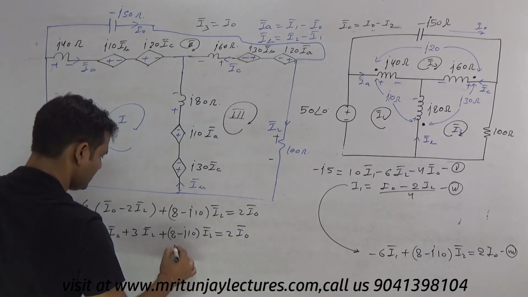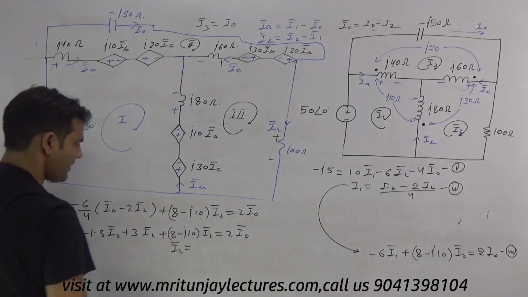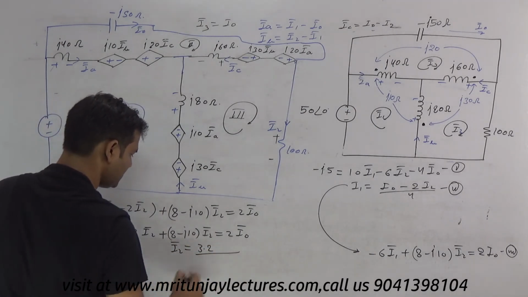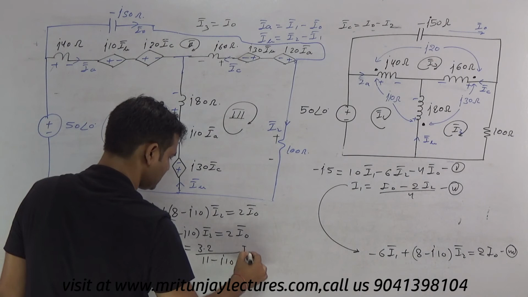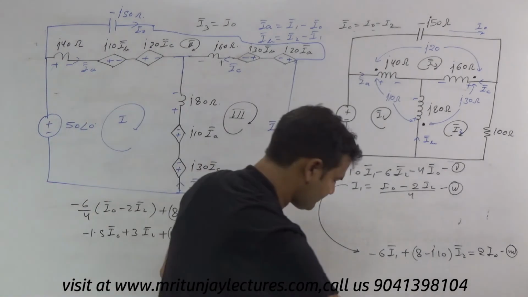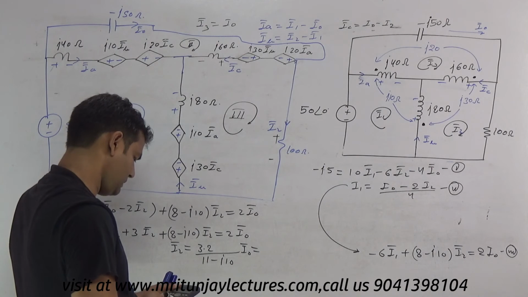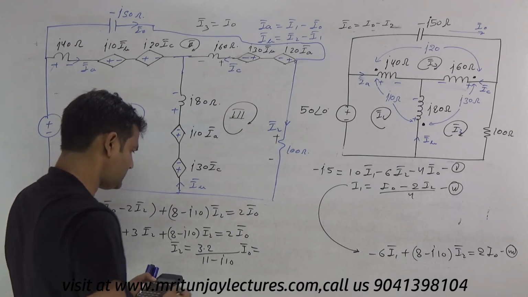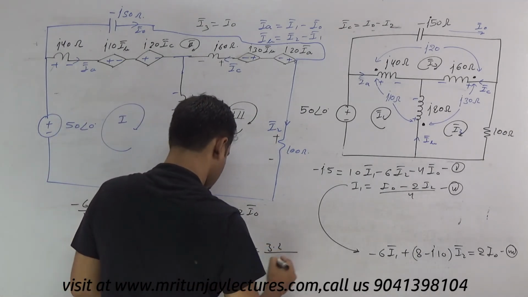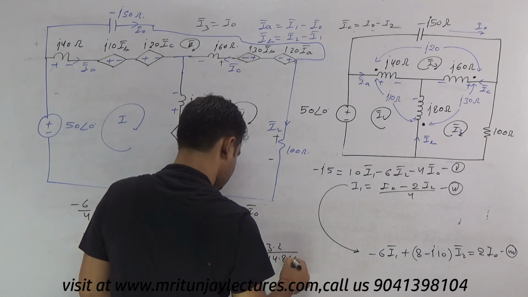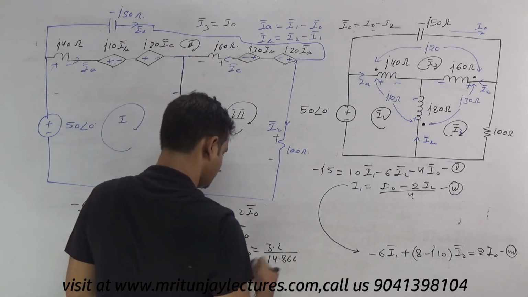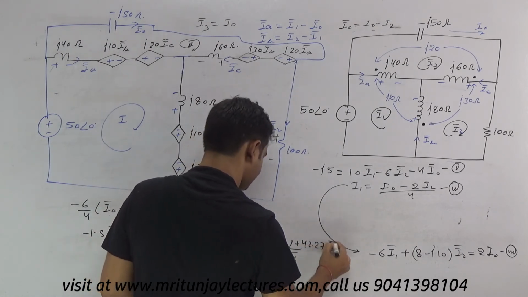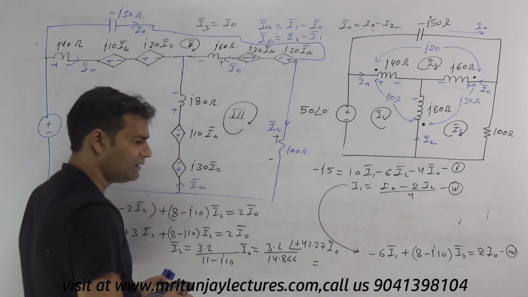So finally, what about I2? I2 in the terms of I naught, that is 2 plus 1, that is 3.2 whole divided by 11 minus J10 into I naught. So finally, I have written here 11 minus 10J is written as 3.2 divided by 14.866 at the angle minus 42.27. It is written as plus 42.27 I naught.